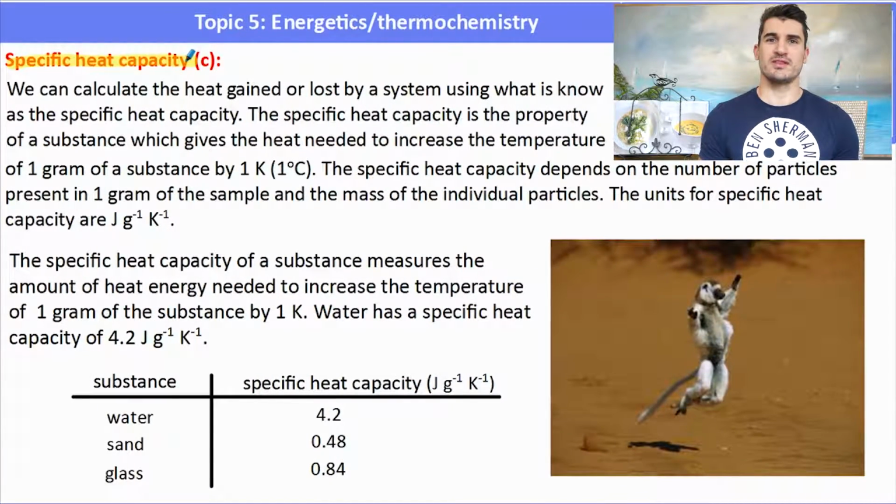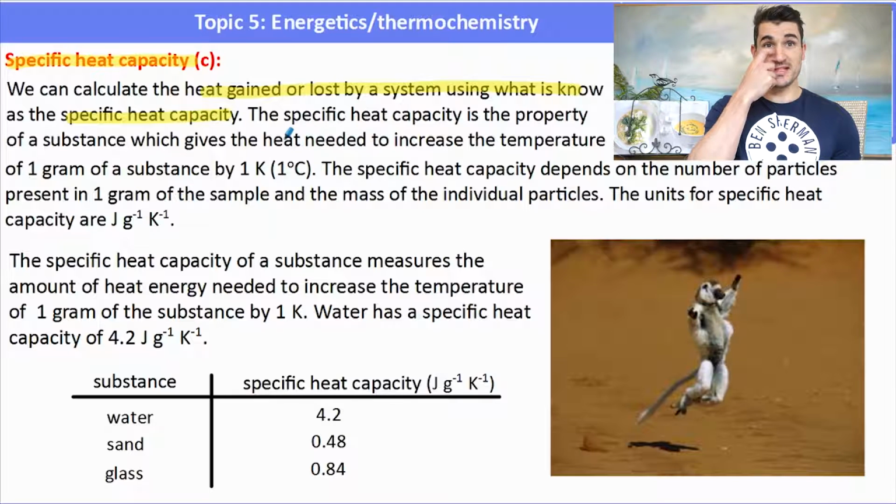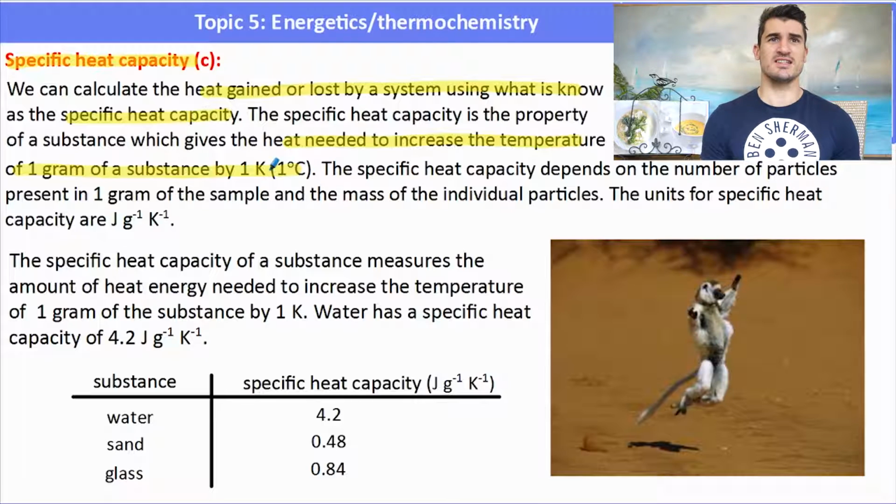Specific heat capacity, with the symbol C. We can calculate the heat gained or lost by a system using this specific heat capacity. The specific heat capacity is a property of a substance which describes how much energy is needed to raise 1 gram of the substance by 1 degree Celsius or Kelvin. It's the same either way. It's given the units of joules per gram per degree Kelvin or per degree Celsius. Water has a fairly high specific heat capacity of 4.2 joules per gram per degree Celsius or Kelvin.